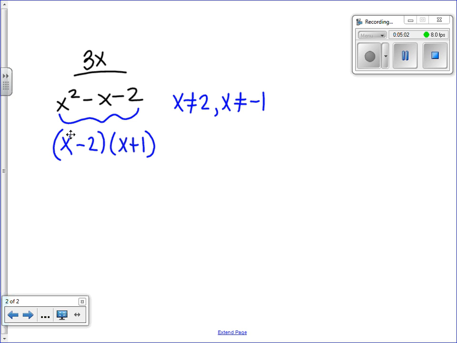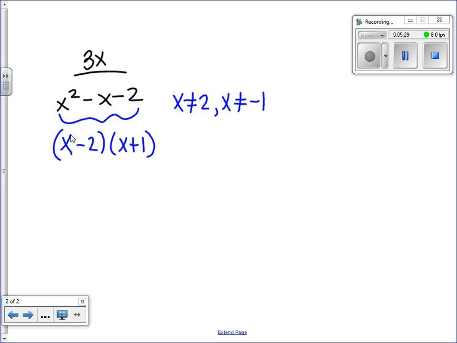If x is 2, we have a 0. If x is -1, we have a 0. And 0 is not allowed. Right? Can x be 0? Can I put 0 in here? Yeah, because I'm going to end up with 0 over -2. Your answer can be 0. You cannot divide by 0. Okay? There's a difference.